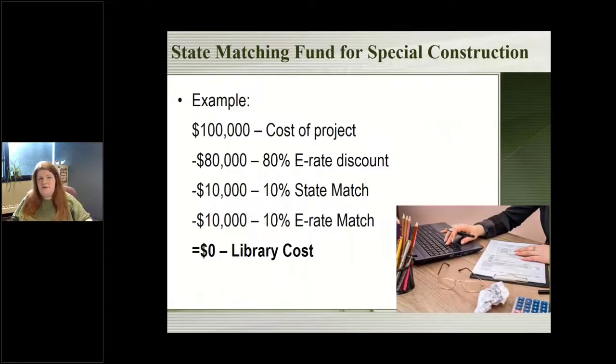So here's just the numbers: $100,000 project, E-rate discount pays 80,000, state pays 10,000, E-rate pays another 10,000 matching that state funding, and the library has to pay nothing. So this is an awesome deal.